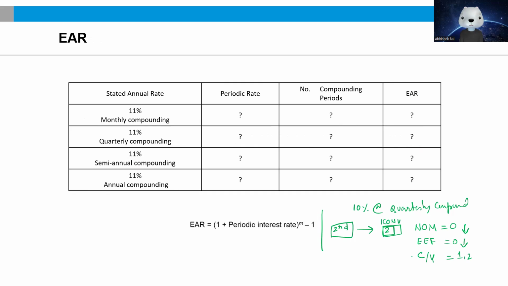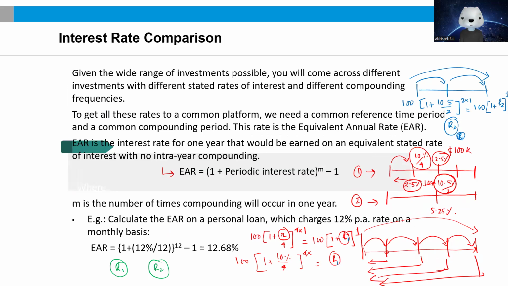The C/Y stands for the compounding period. Only by playing around with these three, keying in the correct values, given two values, we can find out the third one. It is as simple as that. So let's just try it out. Let's take up the first interest rate bearing security that is quarterly compounded at the rate of 10%.